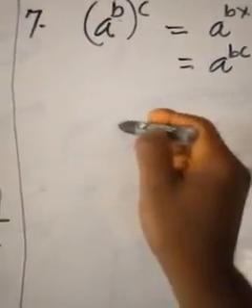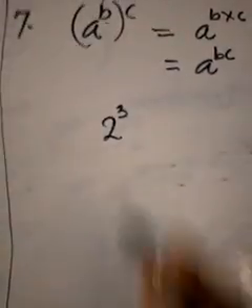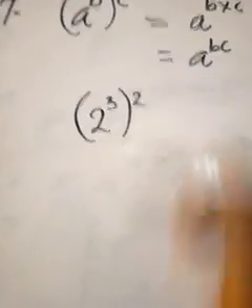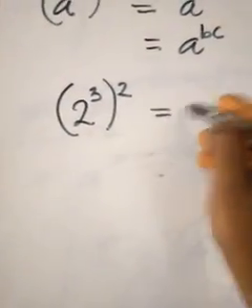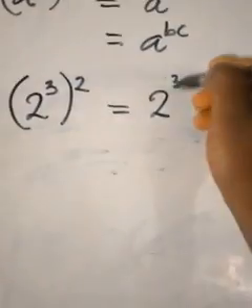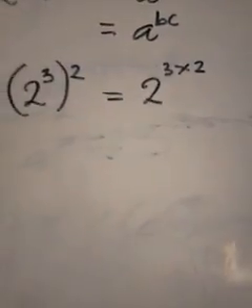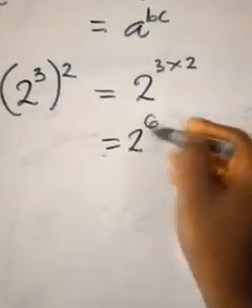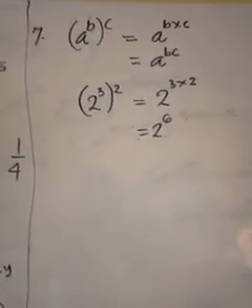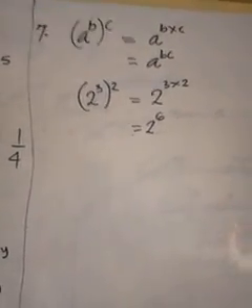Let's take, for example, 2 raised to the power 3, then everything raised to the power 2. This is going to give us 2 raised to the power 3 times 2, which will give us 2 raised to the power 6. This is how to simplify a number with double power.